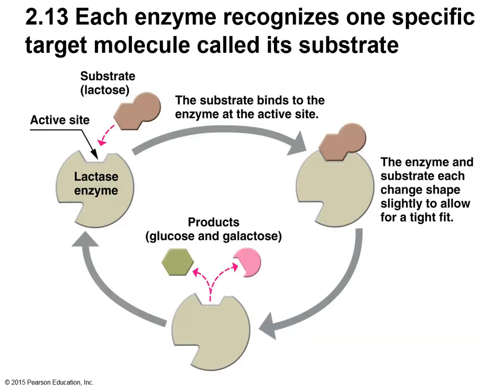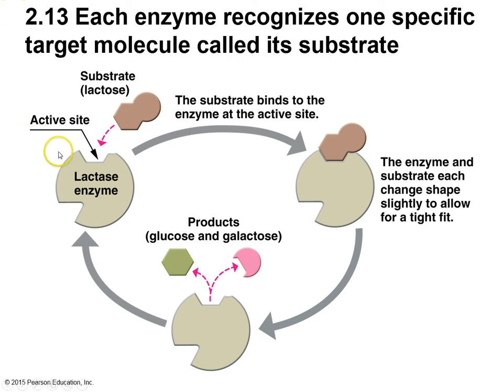Now, each enzyme is going to interact with one specific target molecule, which is called its substrate. So we can see in this diagram, we're looking at the lactase enzyme, and lactase is responsible for breaking down the sugar lactose. This is a sugar that's found in milk products. So someone who is lactose intolerant is unable to break down that lactose because they do not make the enzyme lactase. All of the supplements that we add to our diet when we're lactose intolerant are actually enzyme supplements in the form of lactase that help us to break that lactose down.